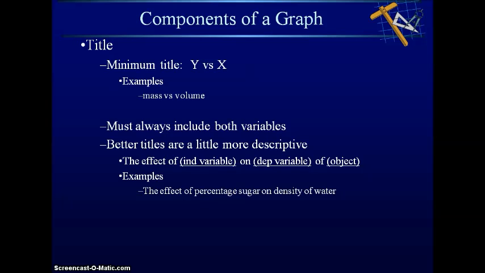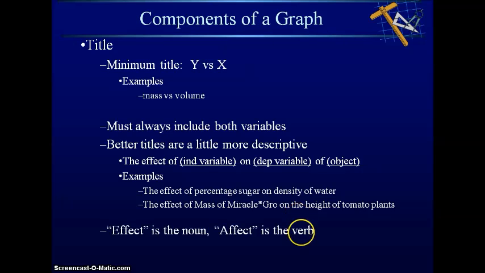It's not horribly long, but when I read that title, I can pretty much tell you a lot about what the experiment was that he did, as opposed to just saying percentage versus density or something like that. So another example for our Miracle-Gro graph, we could say the effect of mass of Miracle-Gro on the height of tomato plants. Again, that's not a ridiculously long title, but it gives me a lot of information about what the experiment is about.